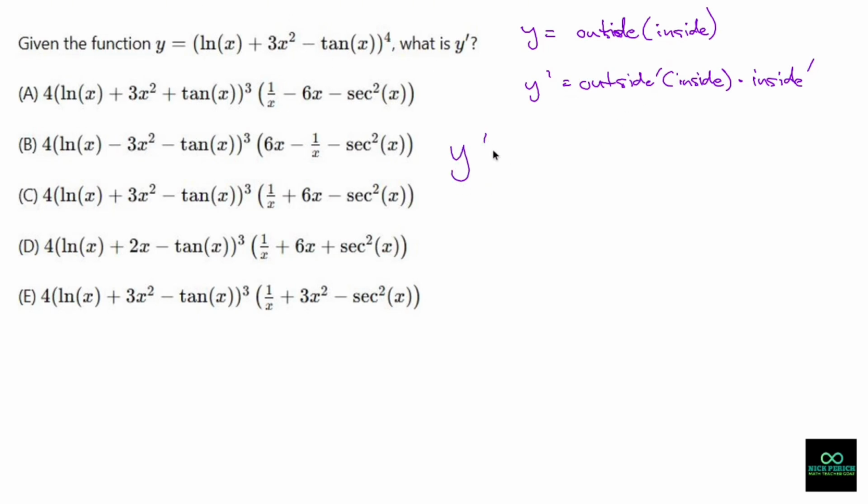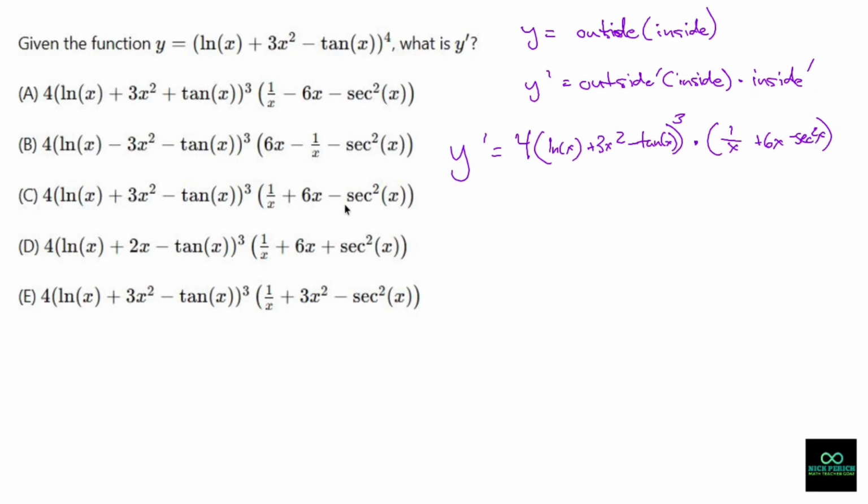So y prime is going to be equal to the derivative of the outside, which involves me dropping that 4 down out front and subtracting 1 from 4. Keep the inside, so ln of x is still ln of x, plus 3x squared is 3x squared, and minus tan x is tan x. But then we're going to multiply everything by the derivative of the inside stuff. The derivative of ln of x is 1 over x. The derivative of 3x squared is 6x. The derivative of negative tan x is negative secant squared x.